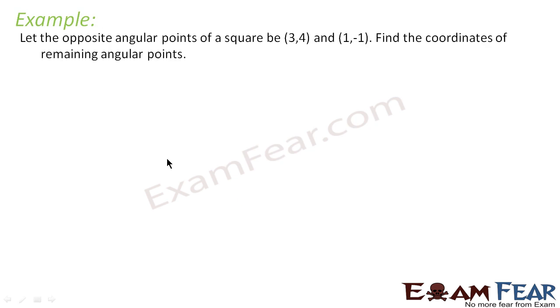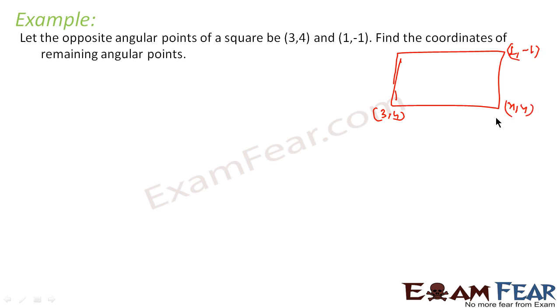Let's take home example. Let the opposite angular points of a square be (3, 4) and (-1, -1). We have to find the coordinates of the remaining points. So let's take the square here. I made a rectangle, but it has to be a square. This is a square and the points are (3, 4) and (-1, -1). We have to find the coordinates of the other points.